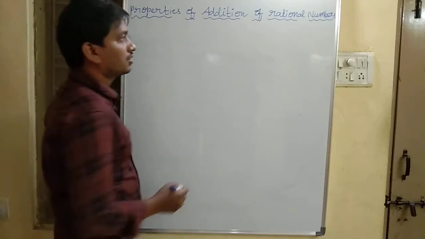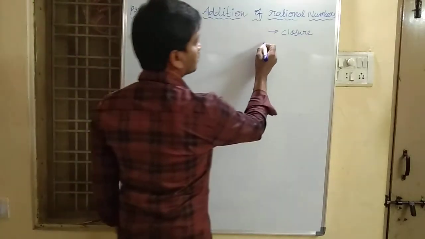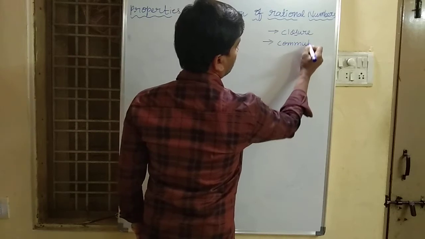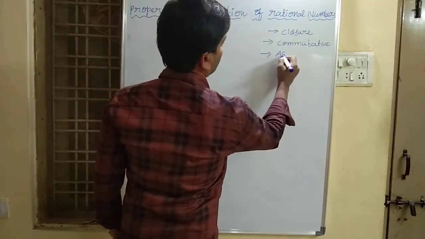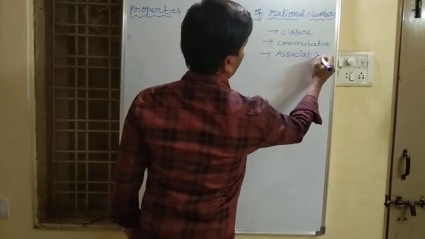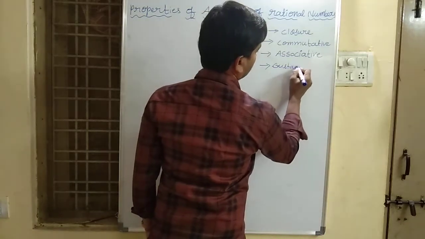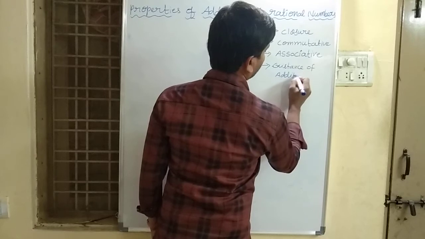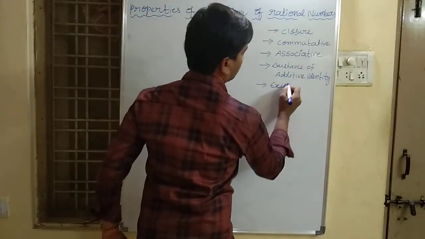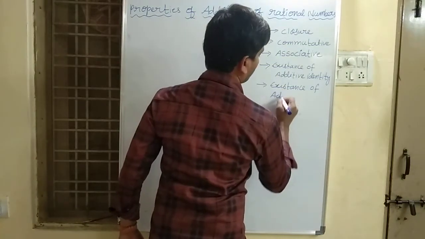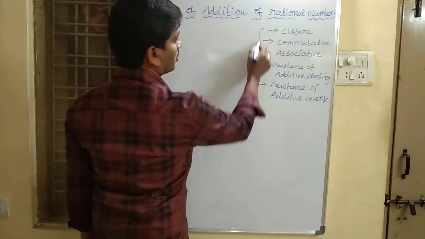The properties of rational numbers are: the first one is closure property, the second one is commutative property, and the third one is associative property, and existence of additive identity, and existence of additive inverse. These are the properties we are going to discuss now.